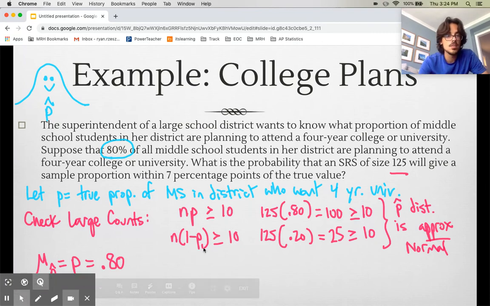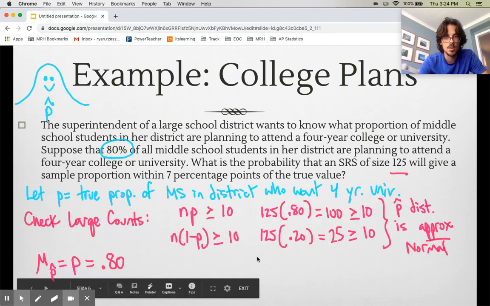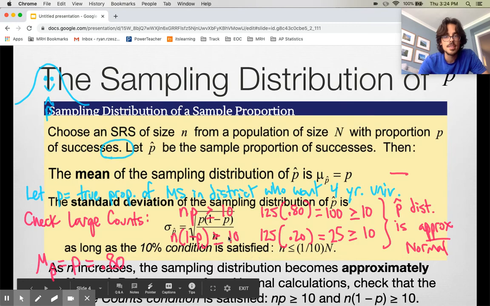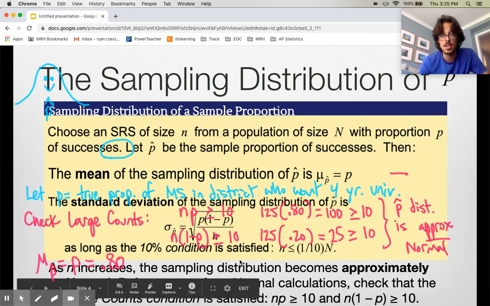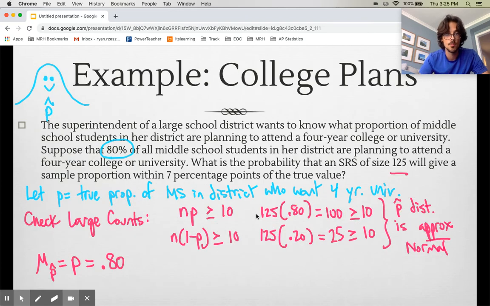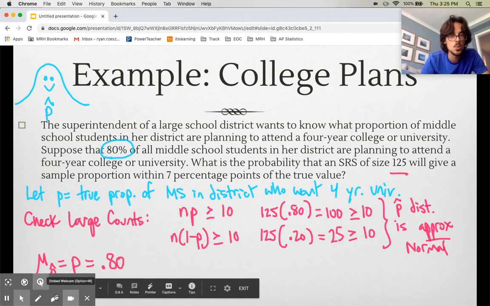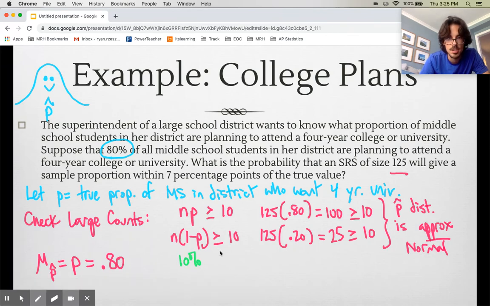The standard deviation, I'm going to tab back real quick here. It's that formula right there. We have that square root, hard to see, but p times 1 minus p over n. But before we can do the standard deviation, we're sampling without replacement. We're not picking the same middle schooler a couple times. We have to check our 10% condition first. So we used that last chapter. We're going to use it a lot this chapter too. So before we can do the standard deviation, the 10% condition, and I apologize, I'm a little tight on space here.